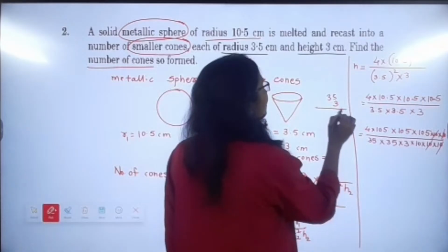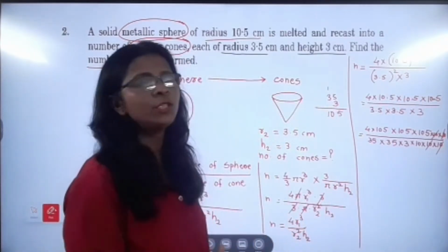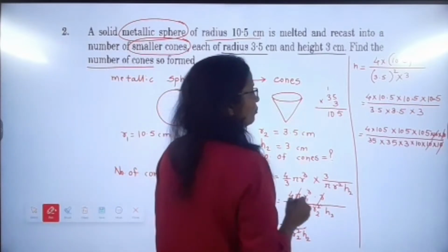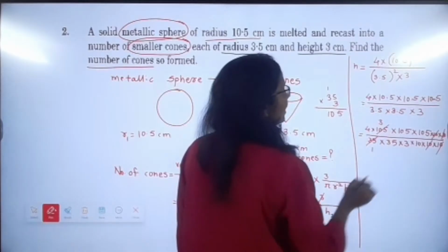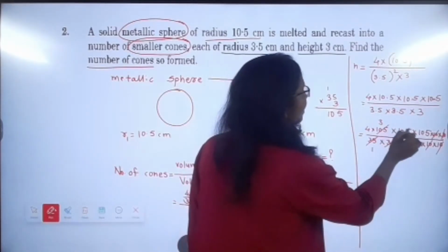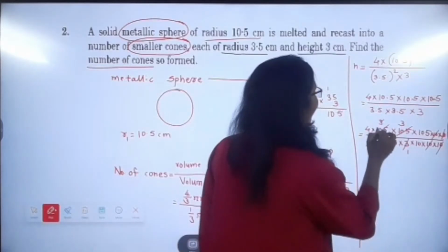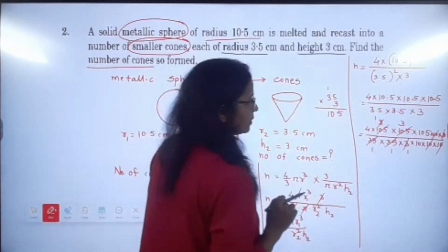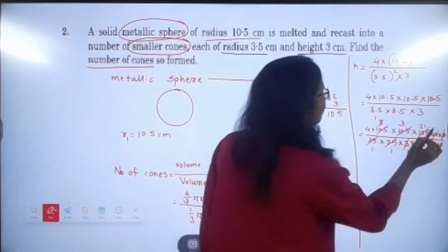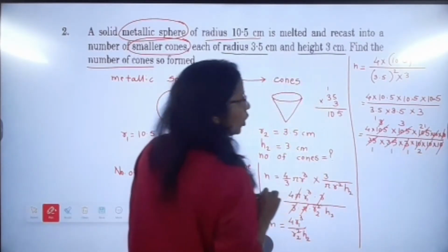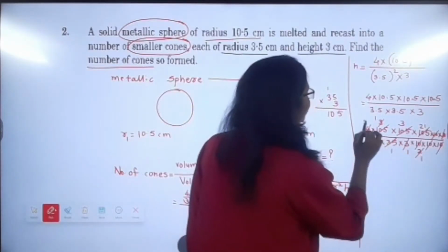Students, 35 3s are 105. So here 35 1s are 35, 35 3s are 105. Here also 35 1s are and 35 3s are. Then 3 1s are and here 3 1s are, that get cancelled. Then this one, 5 2s are 10, 5 1s are, here 5 2s are 10. And then here 2 and 4. So 2 1s are and 2 2s are 4.